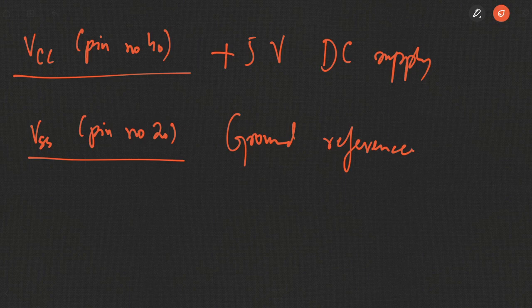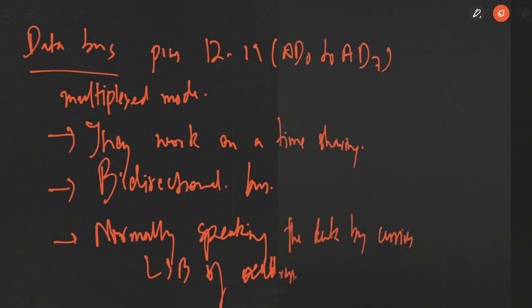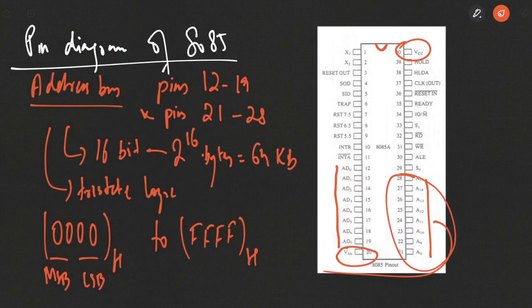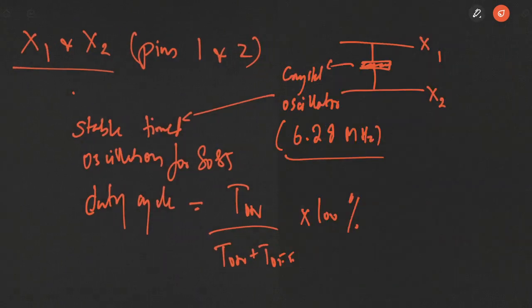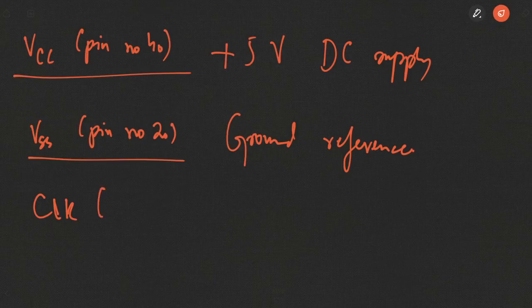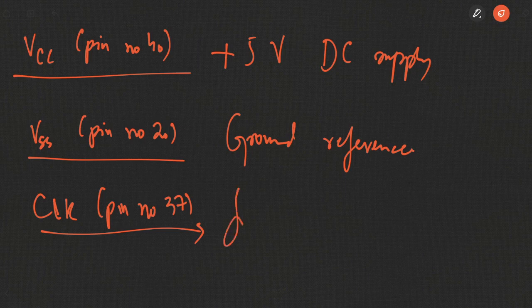And then we have another pin that's associated with frequency, and that's the clock. Clock is pin number 37, clock out. This pin is used for interfacing and clocking other devices that will be interfaced with the microprocessor, for clocking the external interfaces.